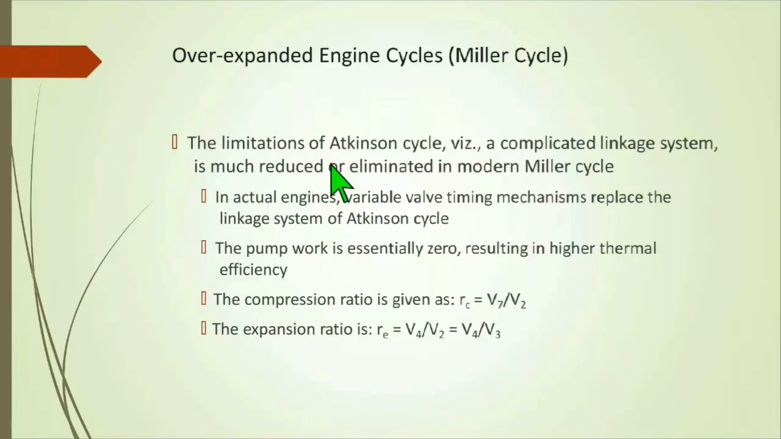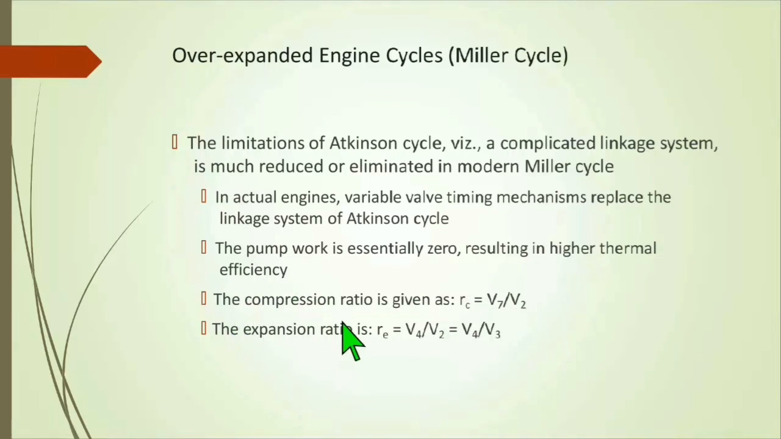The limitations of Atkinson cycle. A complicated linkage system is much reduced or eliminated in the modern Miller cycle. In actual engines, variable valve timing mechanisms replace the linkage system of the Atkinson cycle. The pump work is essentially zero, resulting in higher thermal efficiency.